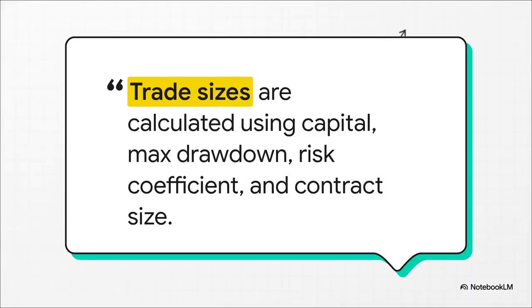So you might be asking, how exactly are the trade sizes determined in this system? Well, it's very specific, and I'm going to read this rule exactly as it's written. Both trade sizes are calculated using the hypothetical capital, the investor's maximum allowed drawdown, the third triangle domain percentage, the risk coefficient, and the contract size.